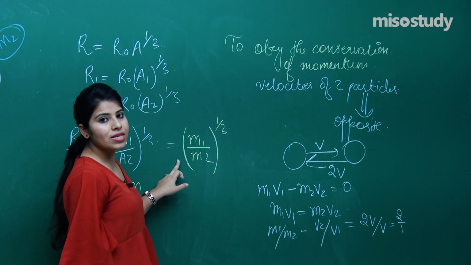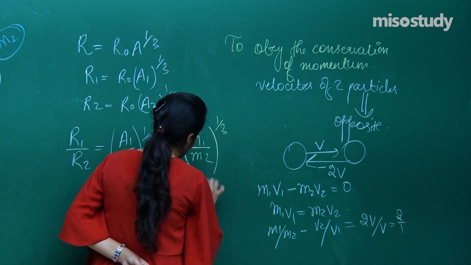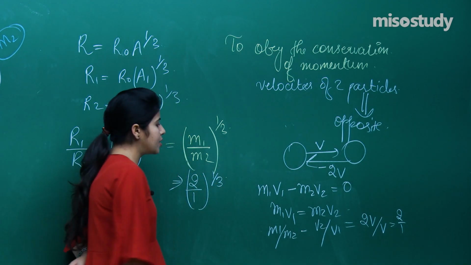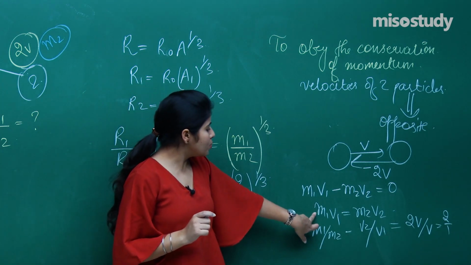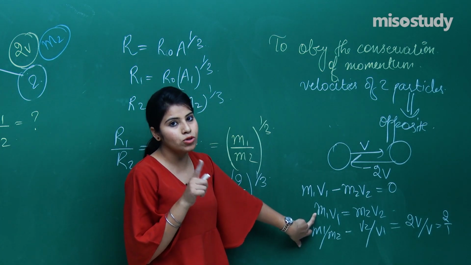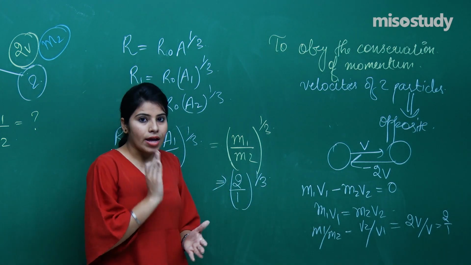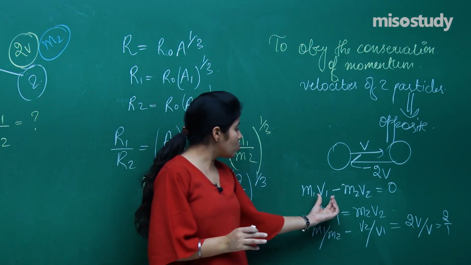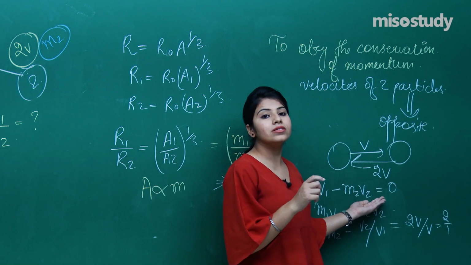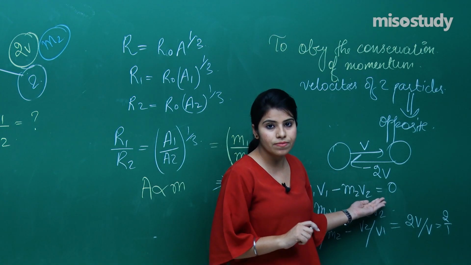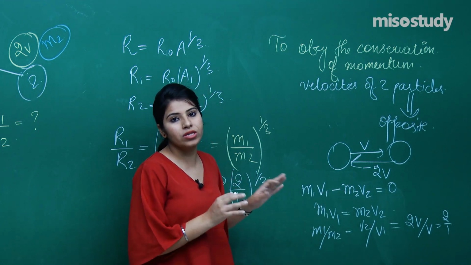So if I put this m1 upon m2 over here, that will be 2 upon 1 raised to the power 1 by 3. Let me just see one thing over here. In place of v1 I am using v, and in place of v2 I am using 2v. It can be the case that I use 2v in place of v1 and v in place of v2. As I do not know how to apply v1 and v2, I have just put these values.